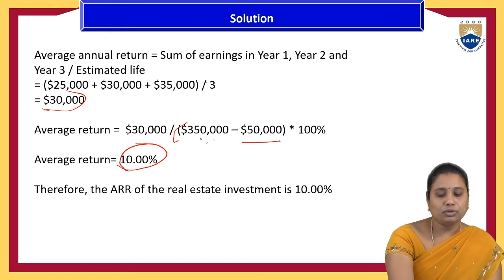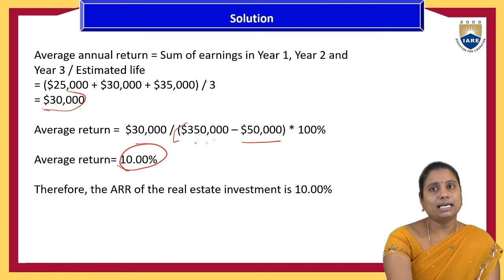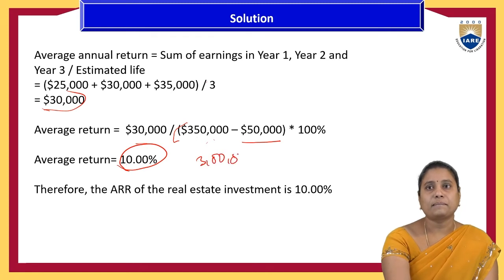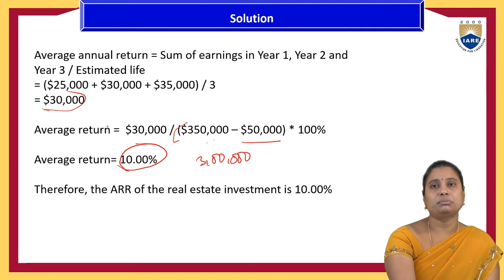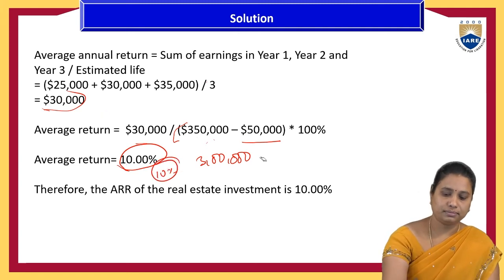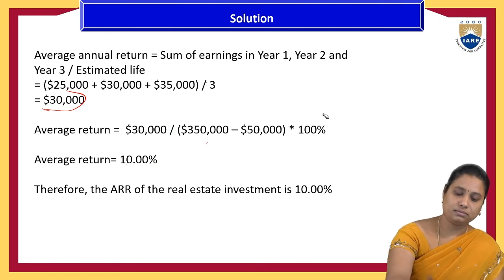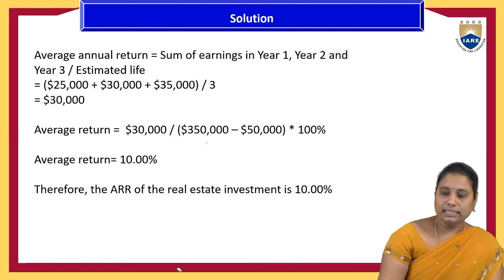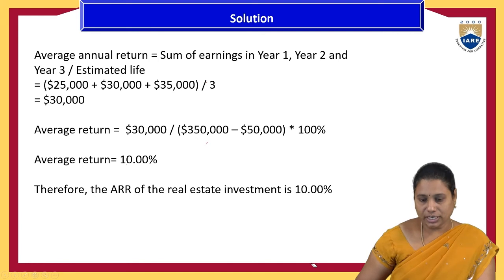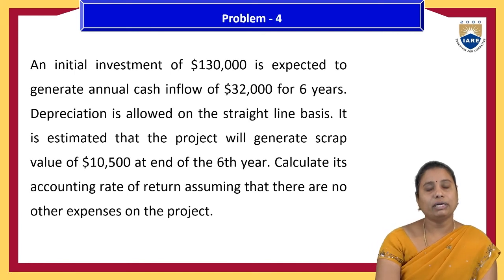Simple. So they are investing 3,50,000. Out of this, they are going to get back 50,000 at the end of the life, which means they have invested 3 lakhs. Every year they are going to get 30,000 of average returns, which means their average rate of return is 10%. So like this, we can calculate this average rate of return for the given problem.